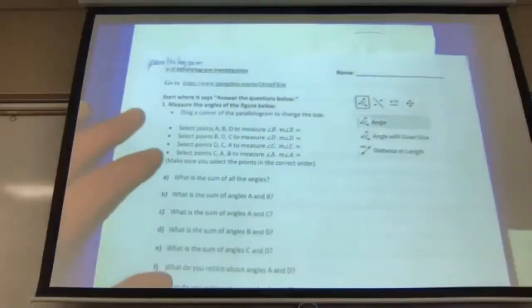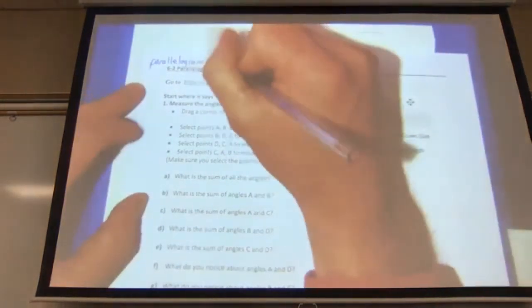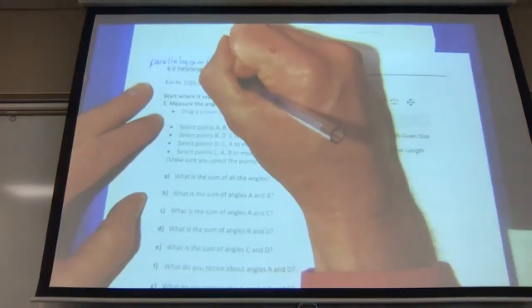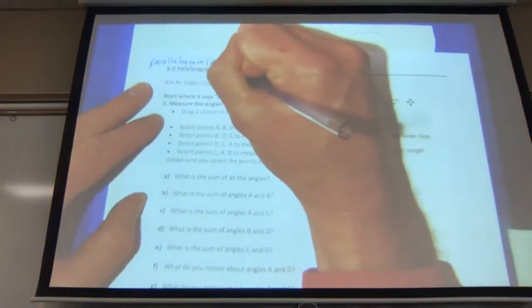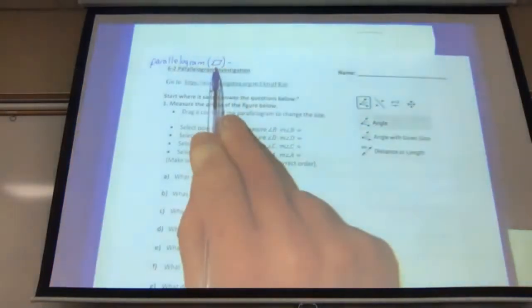So we're just going to squeeze this in at the top of your paper. And we have a symbol we use for parallelogram. It's kind of like a rectangle that's been tilted to the right. And you'll see that symbol occasionally. When you see that symbol, that means parallelogram.